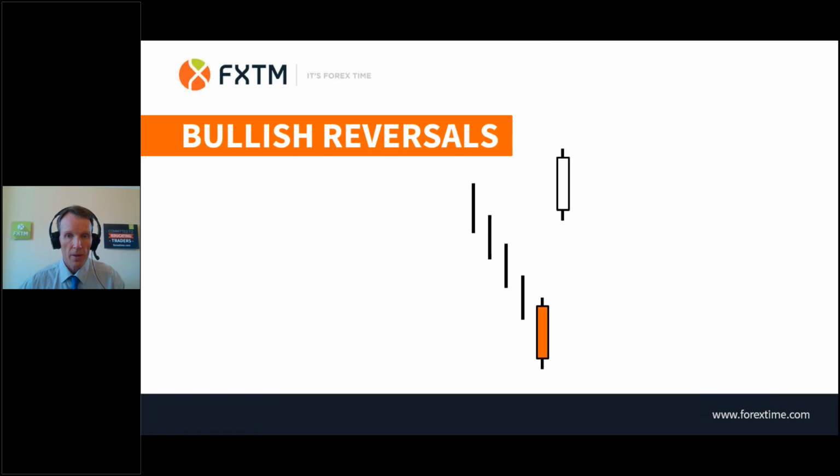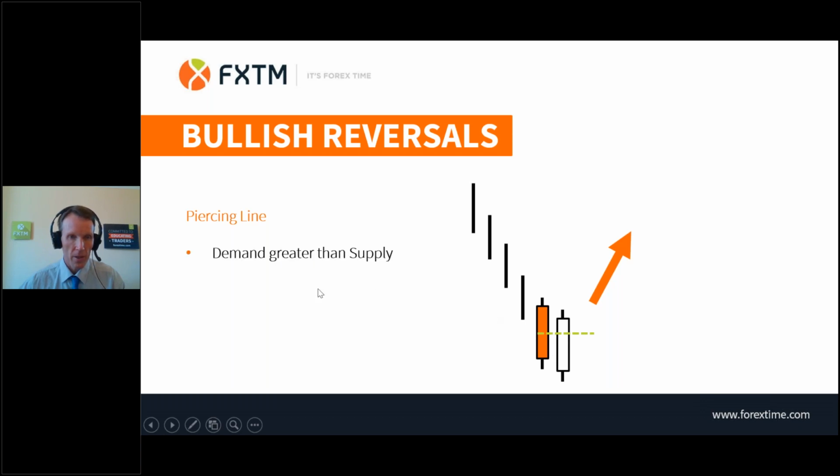Okay, let's look at another one. We've got a very strong bearish candle here. A lot of sellers, and then all of a sudden we've got buyers coming in, especially because it closed above the halfway of the last strong bearish candle. So again, demand is greater than supply. It's bullish. We call this a piercing line candle, and it's a possible end. Always possible.